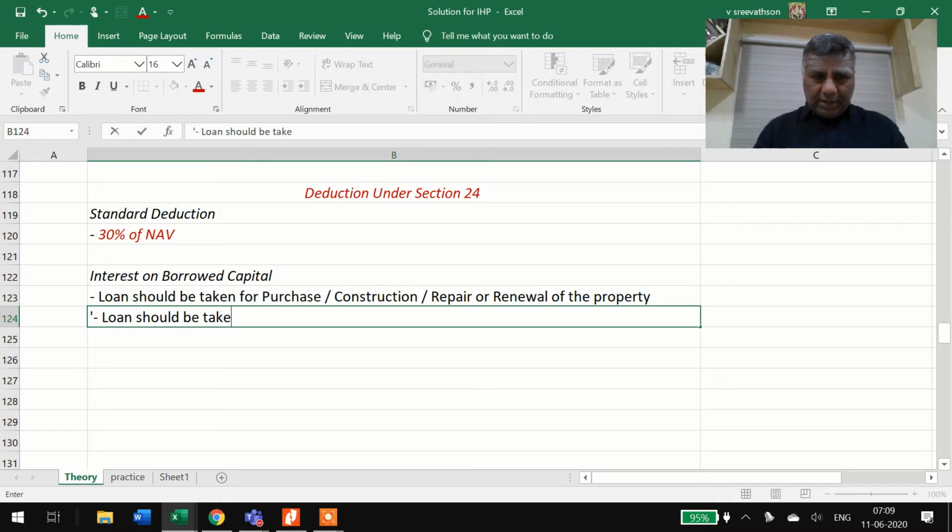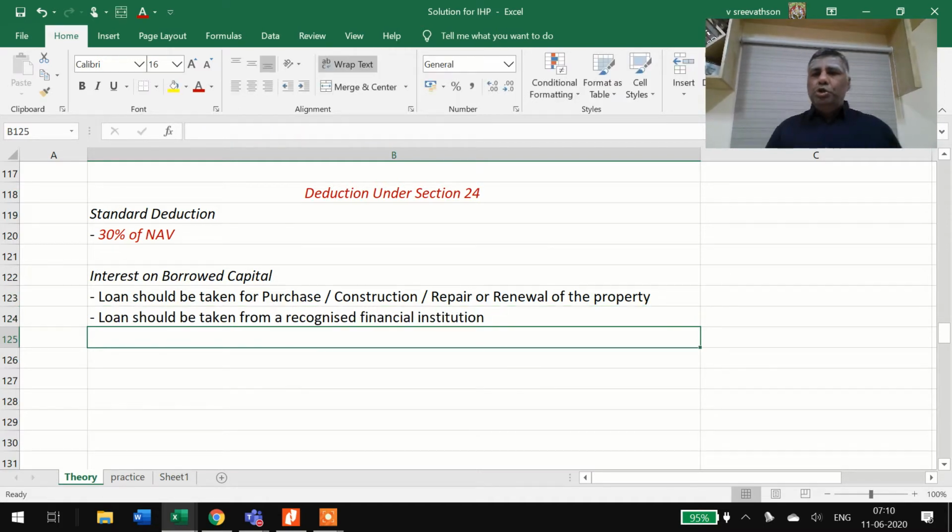Loan should be taken from a recognized financial institution. It should not be a personal, person-to-person loan. I cannot take a loan from other individuals. I cannot take a loan from my brother or my neighbor and claim it. It should be from recognized banks, LIC, various financial organizations like that.